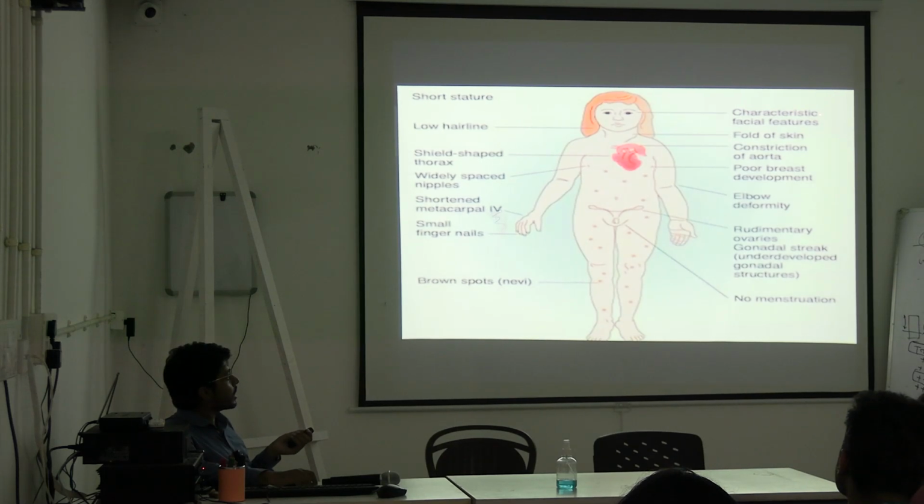then characteristic facial features, then fold of skin in neck, heart defect, constriction of aorta, most common heart defect in Turner syndrome, constriction of aorta, aortic defects, then poor breast development, elbow deformity and rudimentary ovaries. This is most important. Rudimentary ovaries, underdeveloped gonadal structures, gonadal streak. These will lead to infertility and no menstruation.